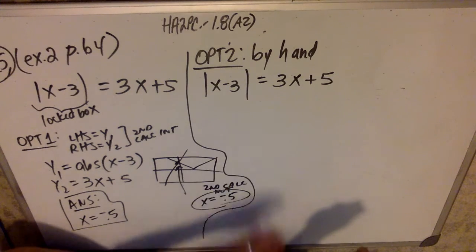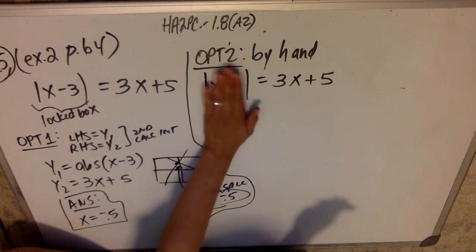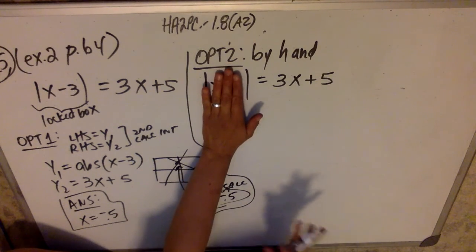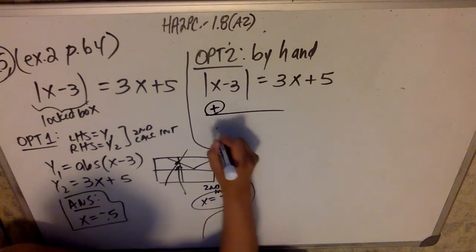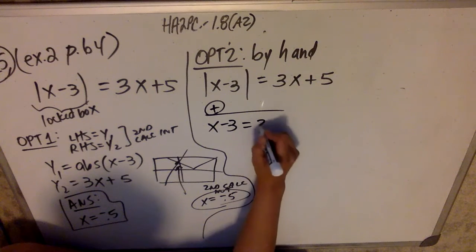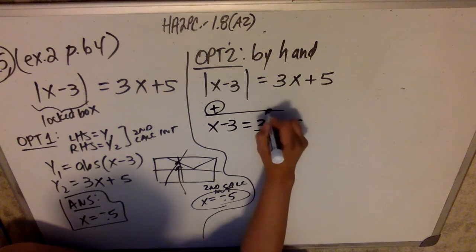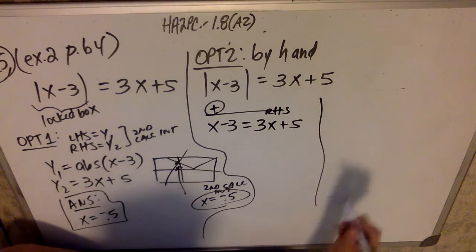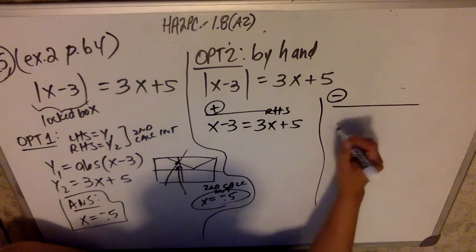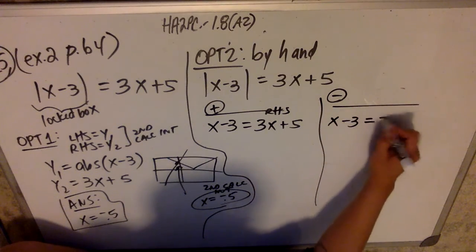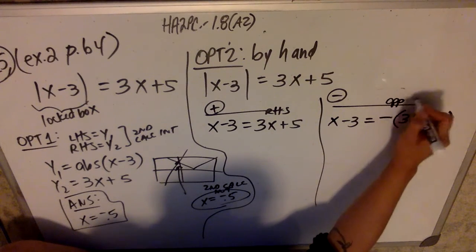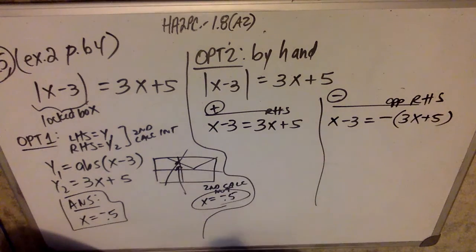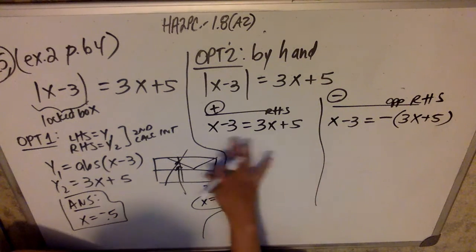So if I think about this, I'm trapped with this lockbox. The stuff inside the lockbox could either equal the stuff on the right-hand side. So the positive case is that the stuff inside the box is exactly what the right-hand side was, boom, that's it. The negative case was that the stuff inside the box equals the opposite of the entire right-hand side, which would be a negative in front of the whole binomial, the whole 3x plus 5. So I'm going to solve both of these.